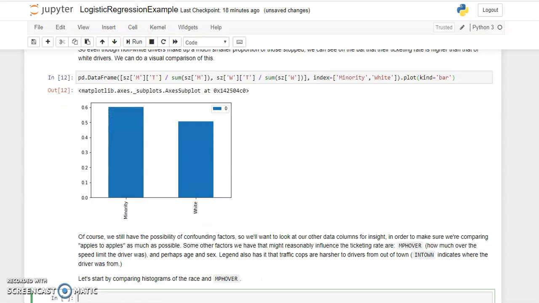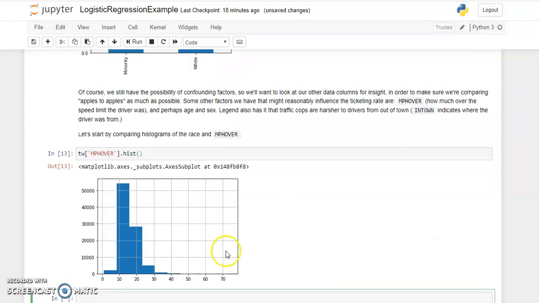We have a number of other plausible factors that could be influencing the rate at which people are being given tickets. And so we want to start to sort those out and make sure that we're not confusing the issue. So the way that we're going to do this for starters, just to give ourselves something to work with, is we're going to start by looking at miles per hour over, right? So miles per hour over is something that seems reasonable.